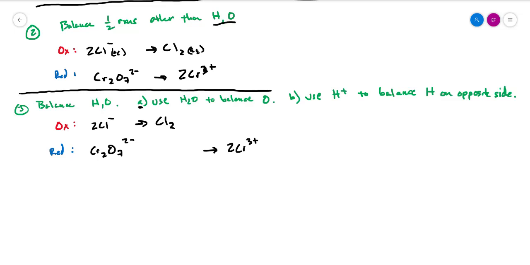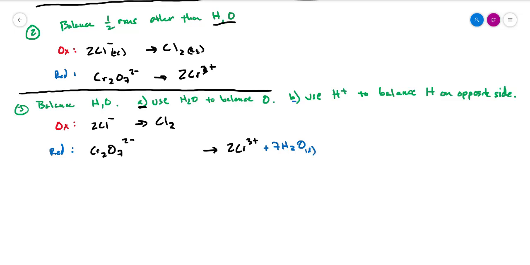And so the first step here is to use H2O to balance the oxygen. So we've got 7 oxygens on the left side, which means that we need to add 7 waters to the right side. 7 waters make 7 oxygens on the right and 7 on the left. So those 2 are balanced. This will be a liquid.